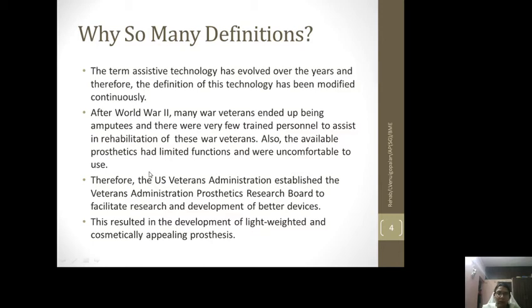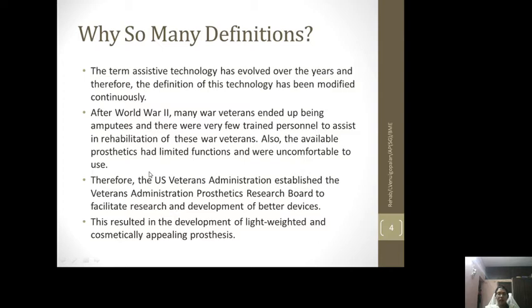So if we just scratch on the history slightly, then we can see that during the World War II, many war veterans ended up being amputees, and there were very, very few trained personnel to assist them. So, because during the war there were like mass amputees, and there were very few people who were actually skilled enough to assist these war veterans and try to make their life as normal as possible. Now, also the availability of prosthetics during that period of time had very limited functions, and they were very uncomfortable to use as well.